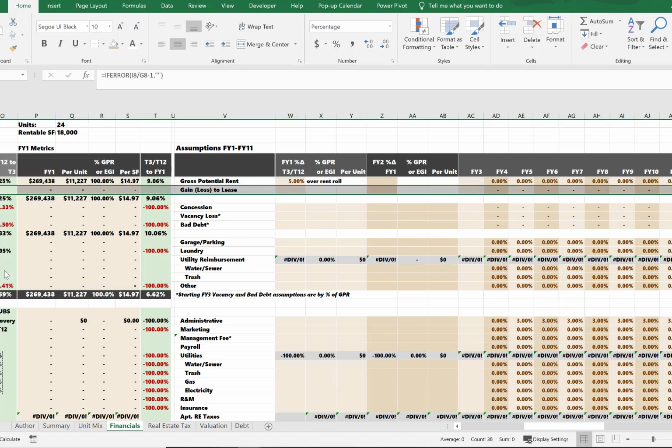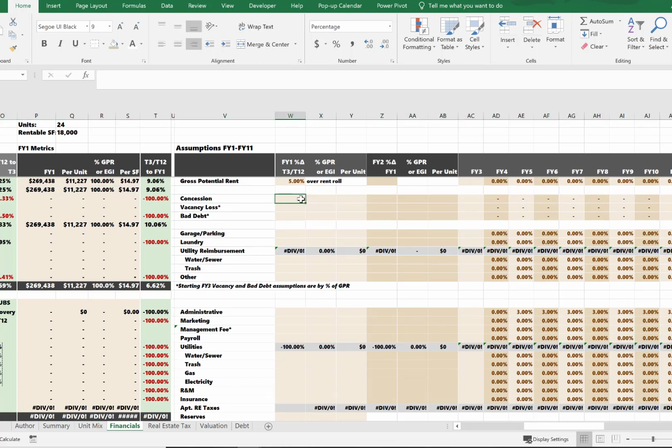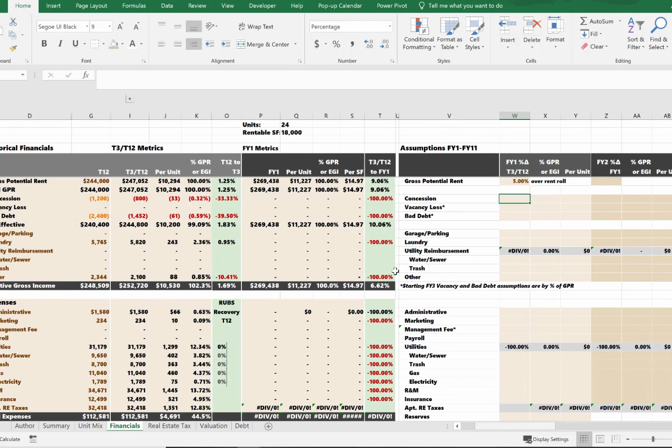It's not necessary. Concessions: there were a small amount of concessions in the trailing numbers. You can see on an annualized basis, it was negative $800. So I'm just going to type in minus 100% and cut those out. Should be fairly easy to do. For vacancy, I'm going to do an assumption that's 5% of GPR. Sorry, you need to actually type in negative for your negative assumptions. So negative 5% of GPR. Again, that's this middle column if you want to underwrite your assumptions like that.